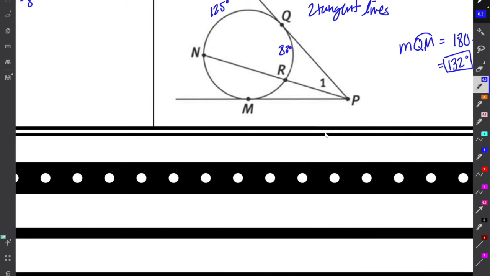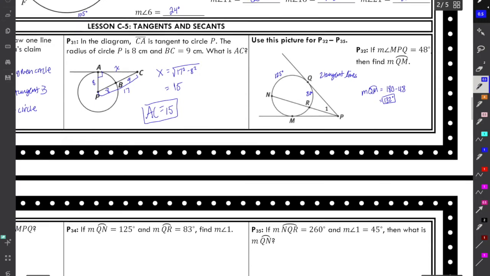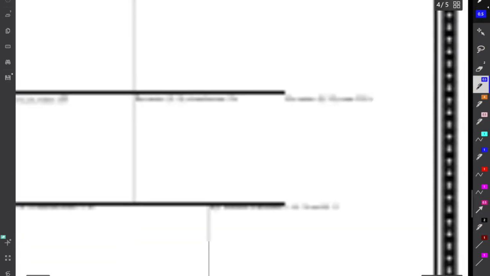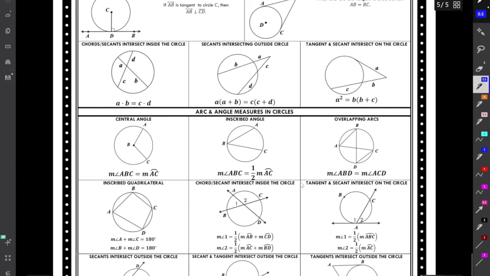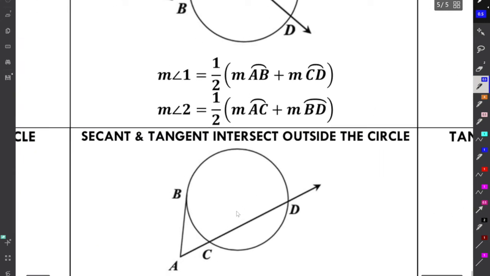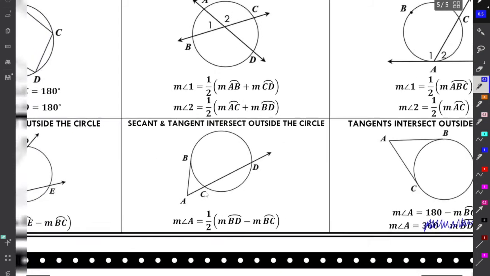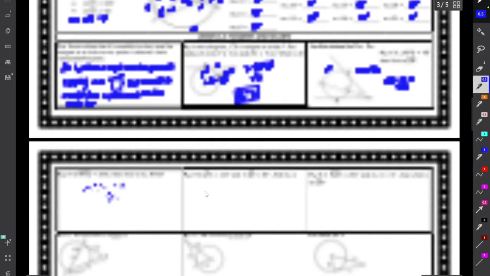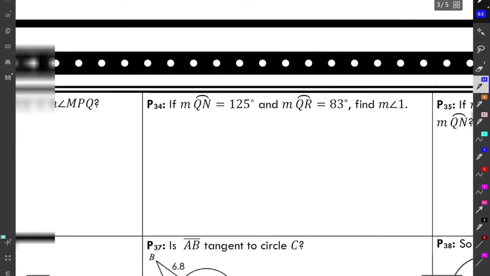So with this setup right here, I have a tangent and a secant, trying to find the angle when they intersect outside the circle. So look at our cheat sheet for intersecting outside the circle with a tangent and a secant. Oh, right here, voila. All we got to do is take half of the bigger arc minus the smaller arc. Okay, that's what we'll do. We're given the bigger arc and the smaller arc. The bigger one is the 125. The smaller one is the 83.